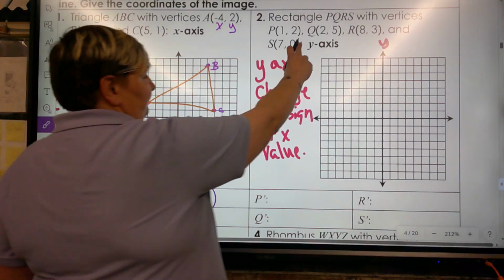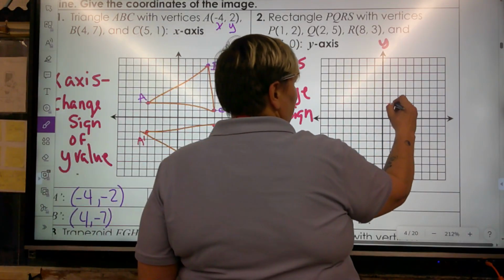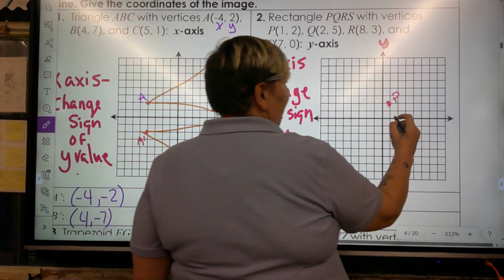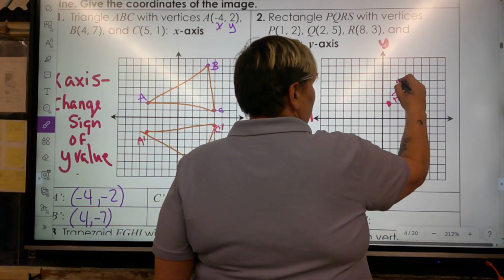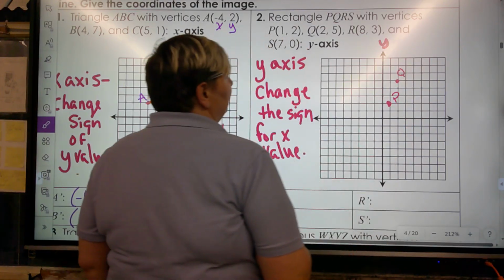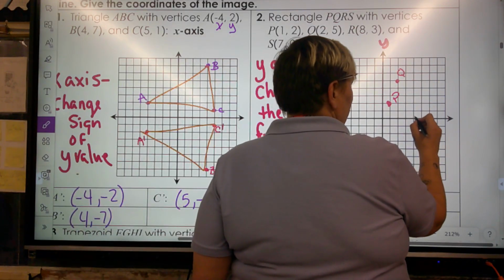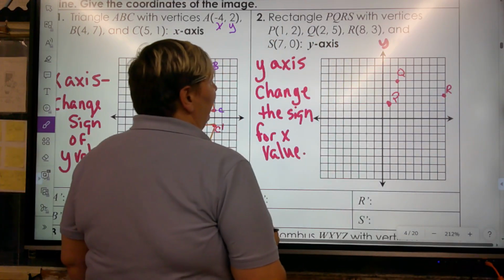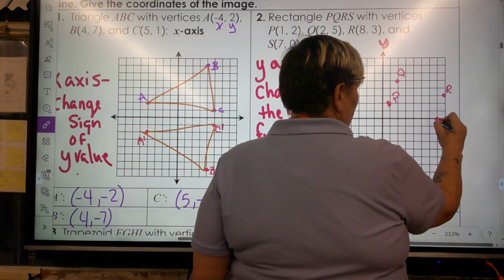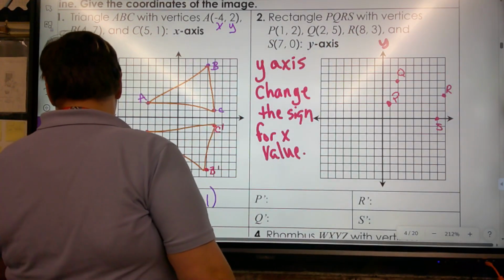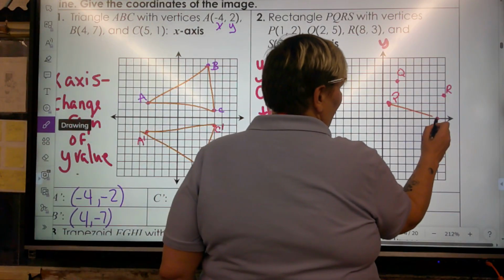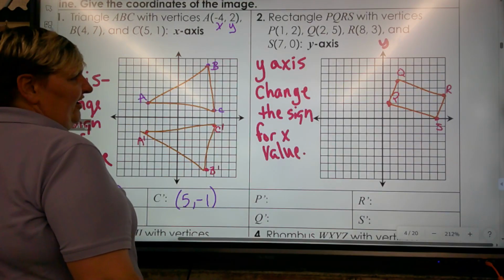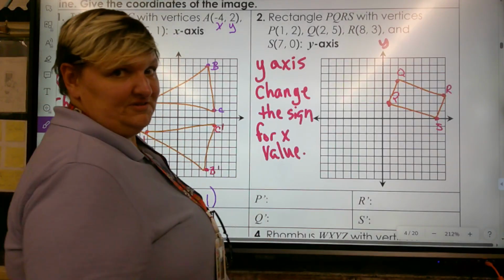All right, so original 1, 2. That's P. Q is 2, 5. R is 8, 3. And S is 7, 0. All right, let's connect them, see what it looks like. Okay. Now let's figure out our primes based on our rule.